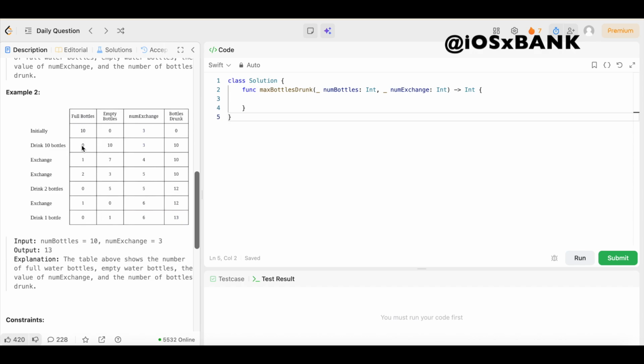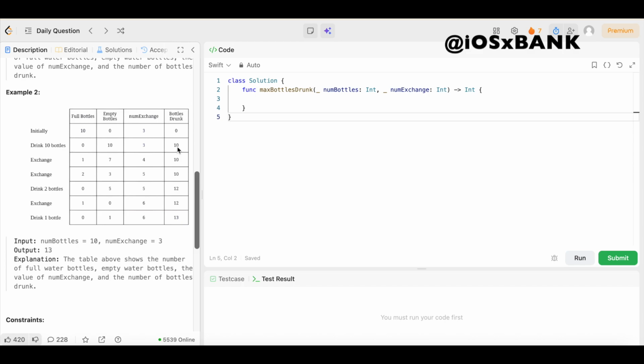Boom. So now we drink these 10 bottles. Now we have 0 full bottles because we drank them all. We have 10 empty bottles because we just drank them all. Num exchange is still 3, and we have 10 bottles that we've drunk.